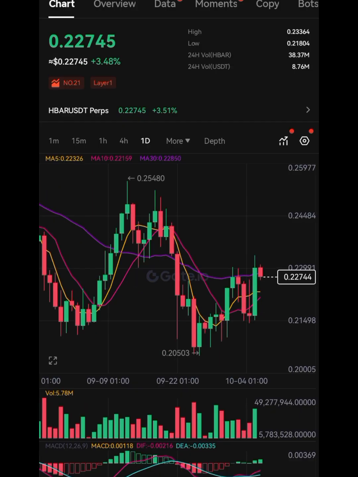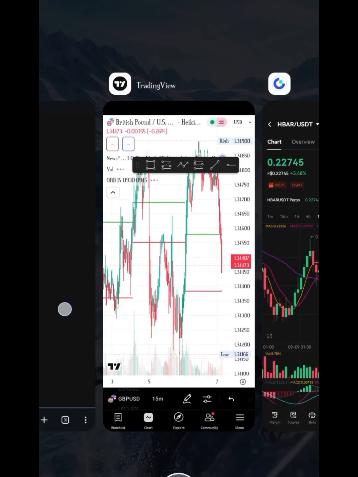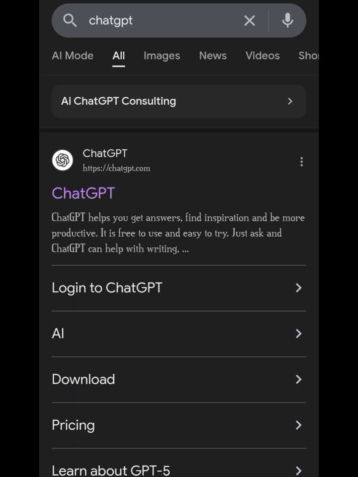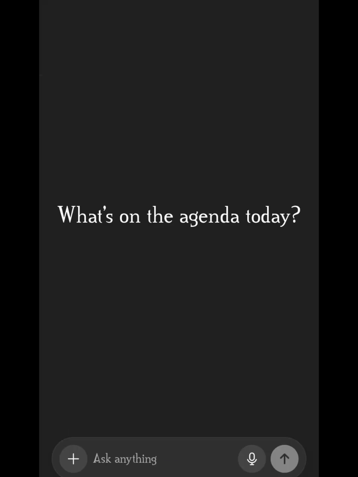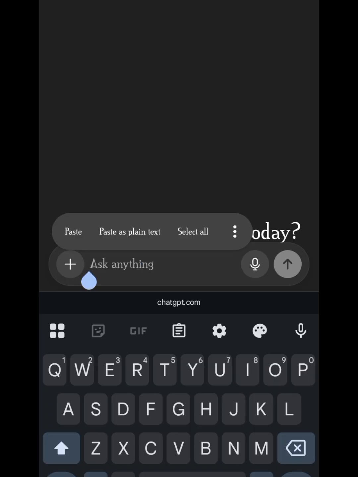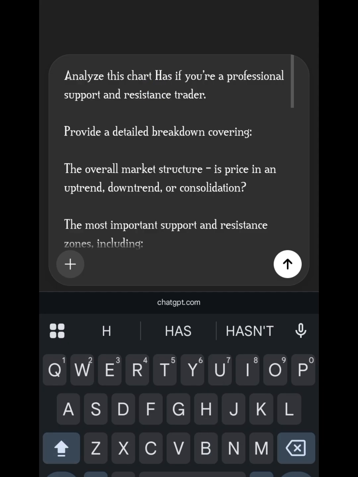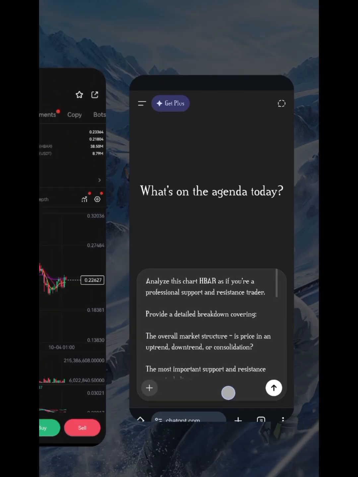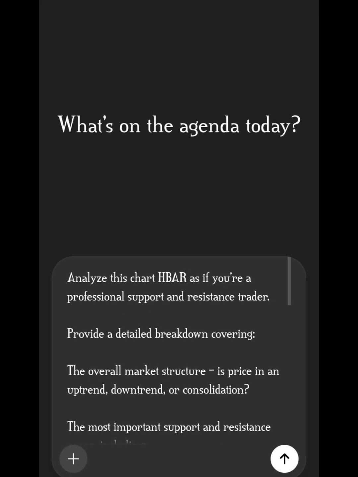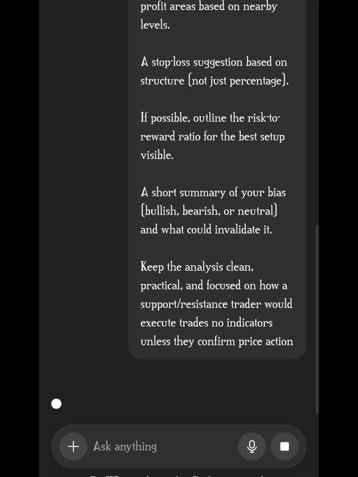So what we want to do now is head over to ChatGPT and use this prompt to analyze this chart. Basically, you click on ChatGPT, that's what we'll be using. And this prompt, you just paste it here. I'll put it in the description so that you can copy it easily. Then you see, analyze the chart as if you're a professional support and resistance trader. So put the name of the chart beside here, and the name of the chart is HBAR, right? And that's basically it. Let's reconfirm. So you can see HBAR, and you just send.